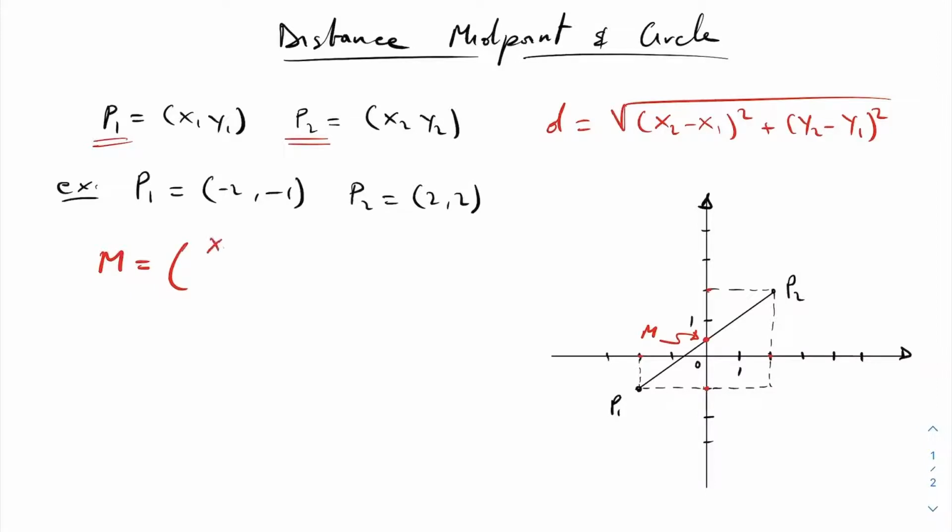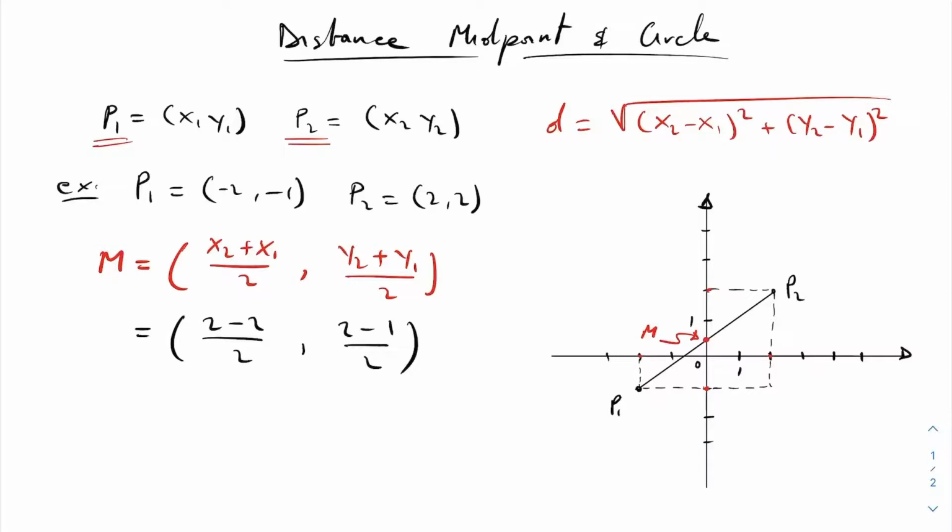And so how do I average the x? I'm simply going to add them together and divide it by 2. And I'm going to do the same thing with the y. So I'm going to have y2 plus y1 divided by 2. Finally, I can just plug my values in. So I'm going to have here (2 minus 2) divided by 2 and (2 minus 1) divided by 2. That's finally going to give me m, my midpoint, equals the point of coordinate 0, 1 half.